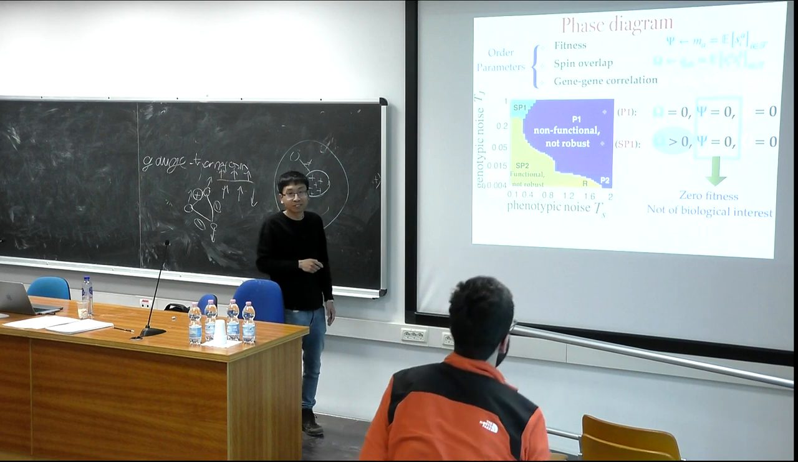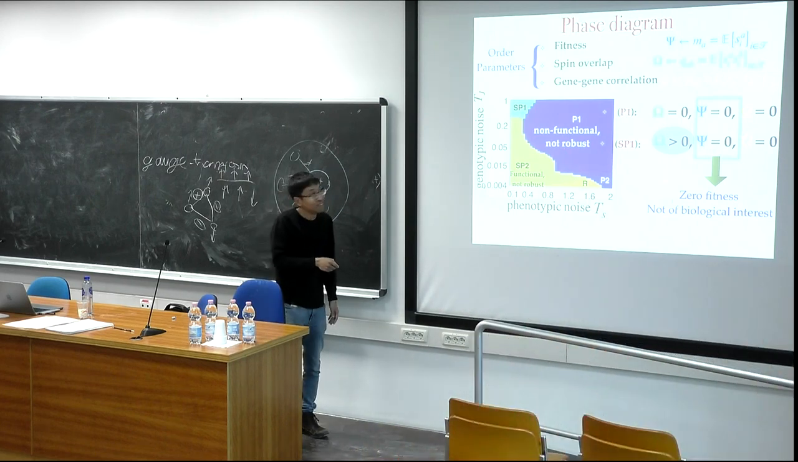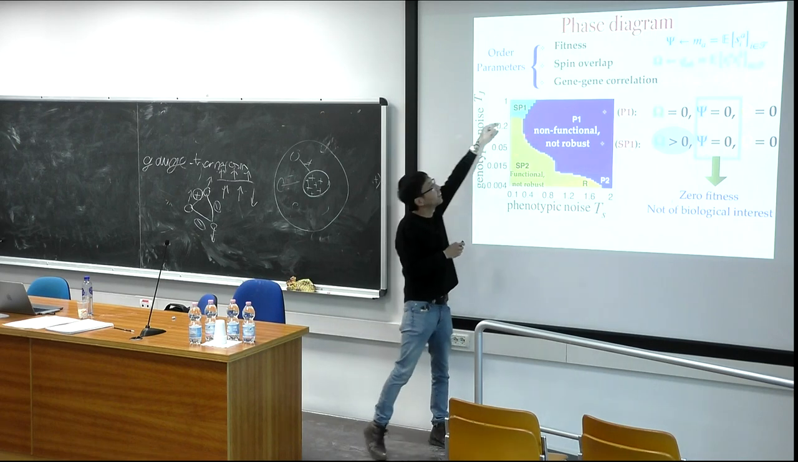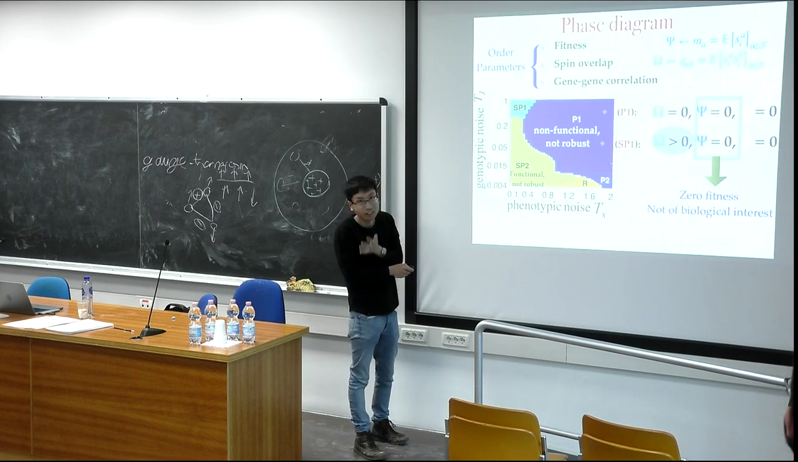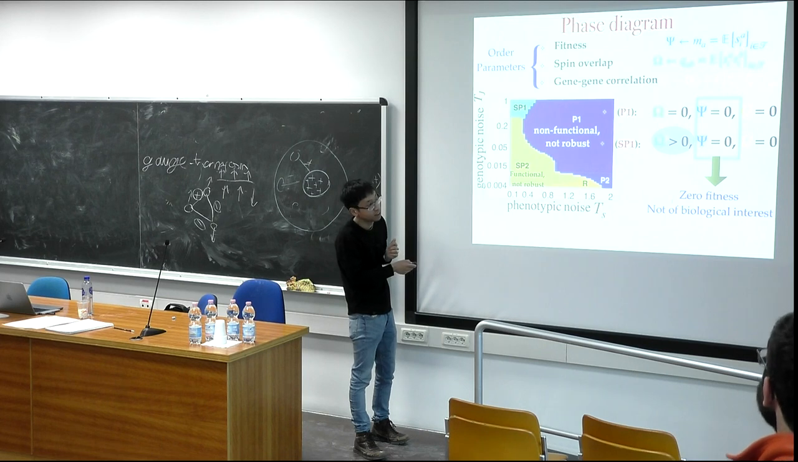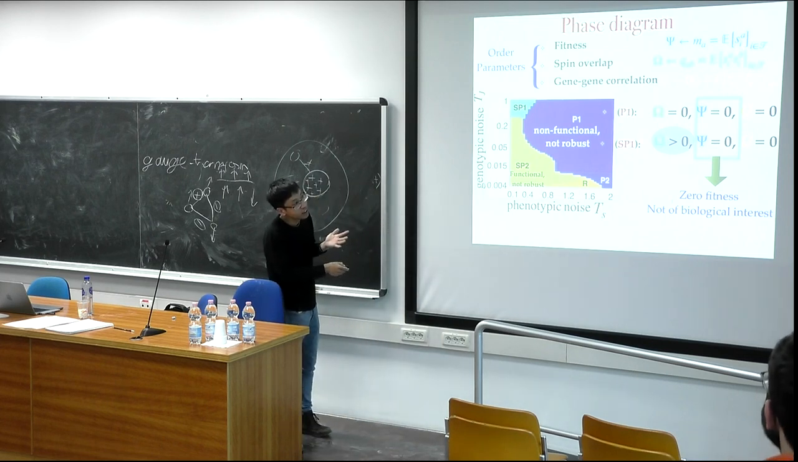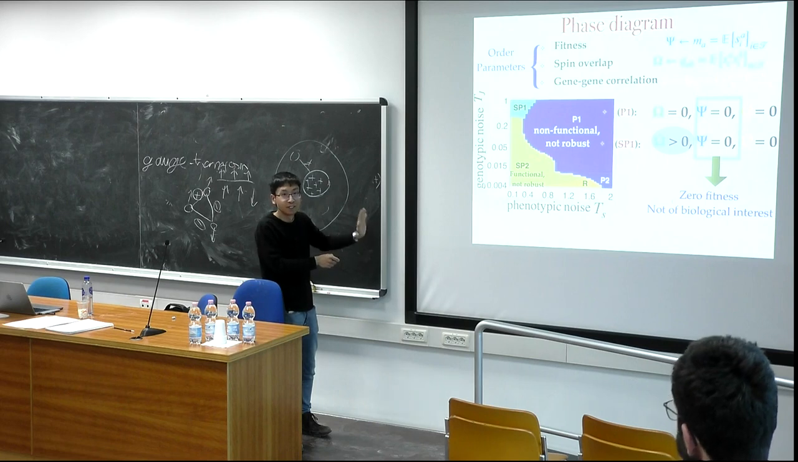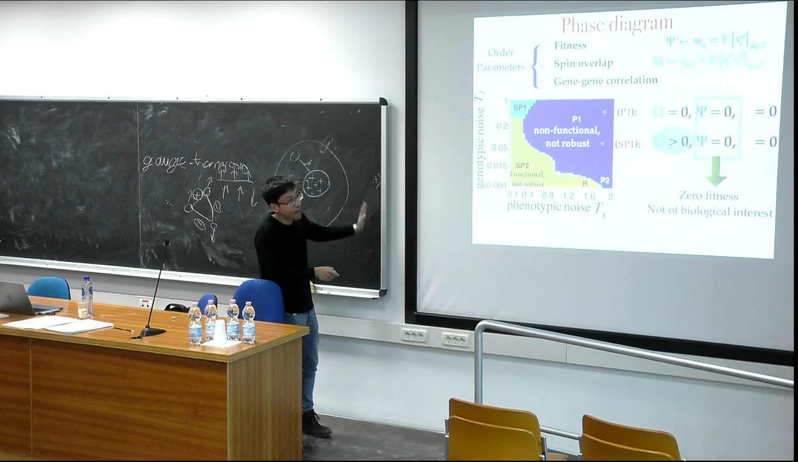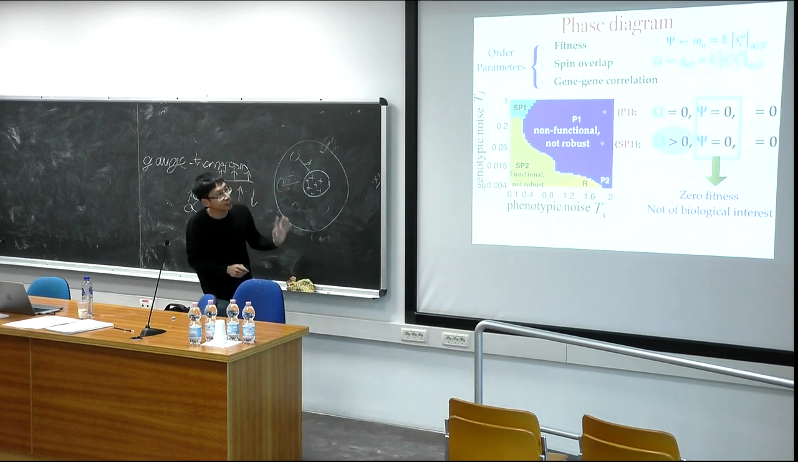In the SP1, the very small neighborhood here, right, you have something maybe very interesting for spin glass physicists, but again not so interesting for biologists, for instance. Because in this region, you have non-zero overlap between two spin replicas. So it's a kind of spin glass phase. But again, here the magnetization is zero, so no fitness. So both of these, P1 and SP1, are physically meaningful, interesting for some spin glass physicists, but for biophysicists, without fitness, it may not be so important.